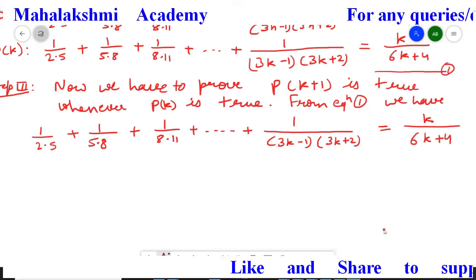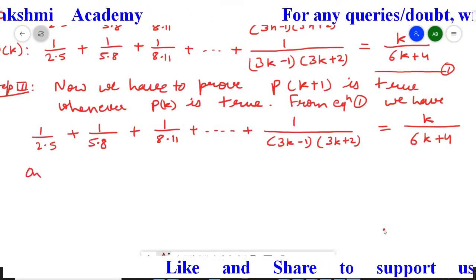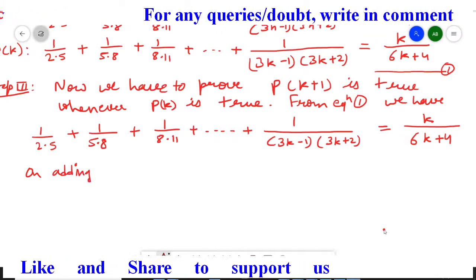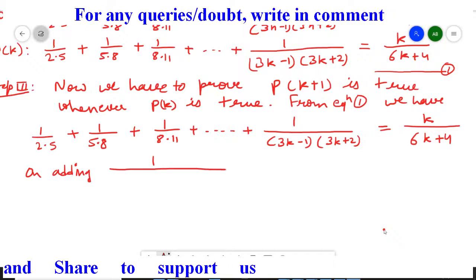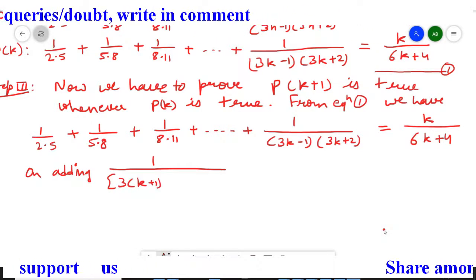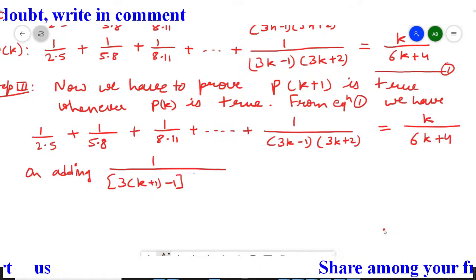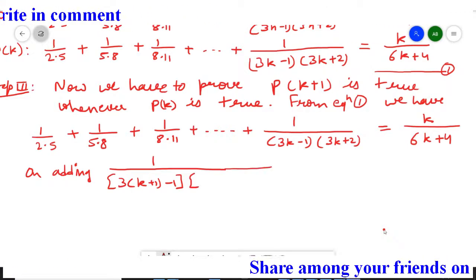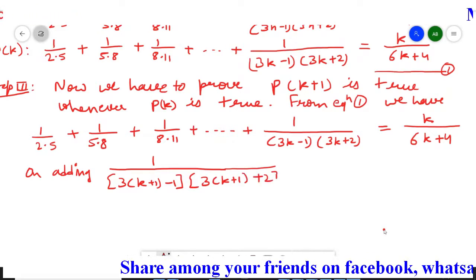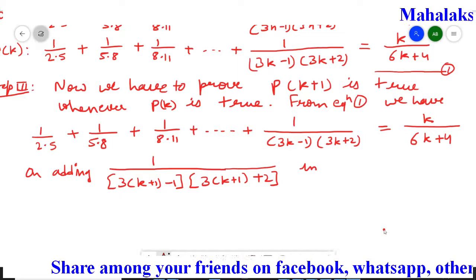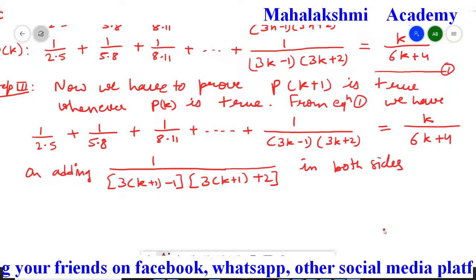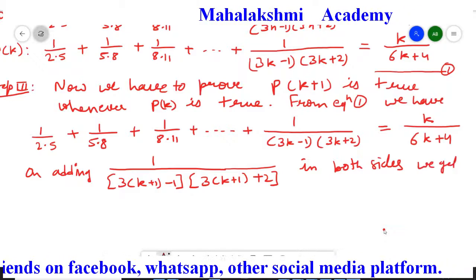We have to write down on adding 1 divided by big bracket 3 small bracket k plus 1 minus 1 then big bracket 3k plus 1 plus 2 in both sides we get.